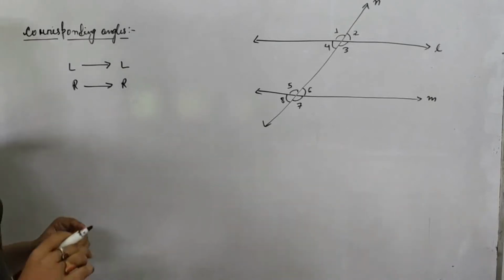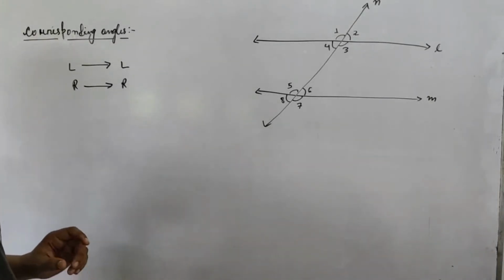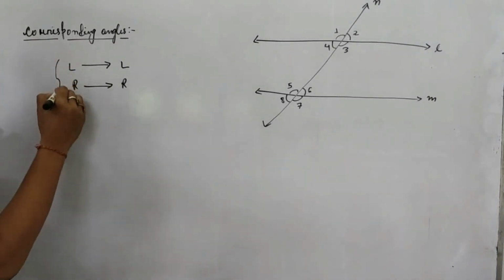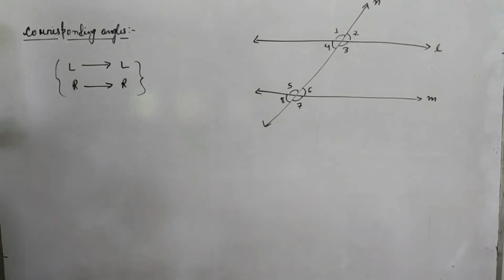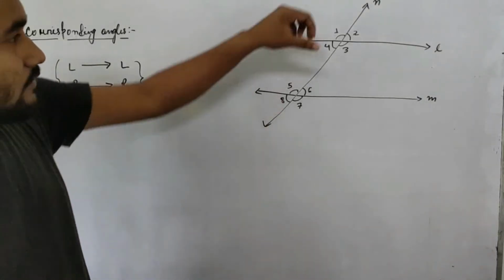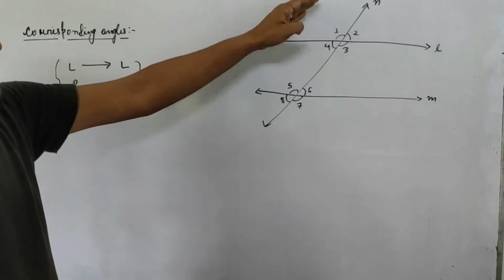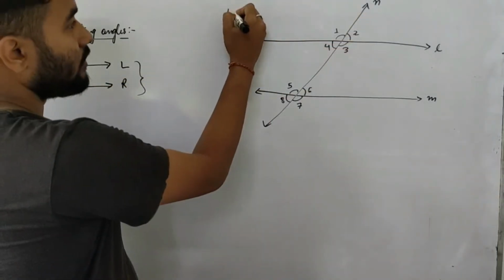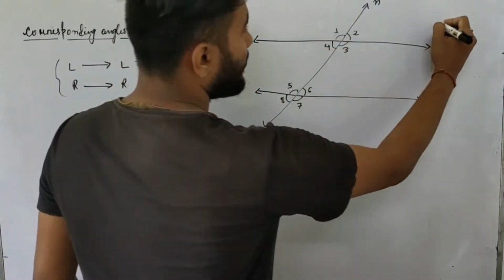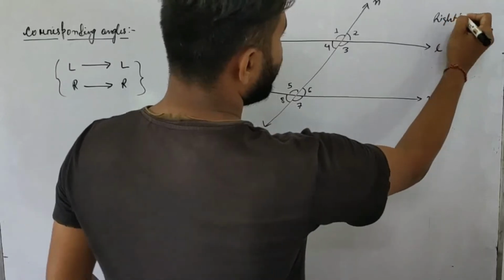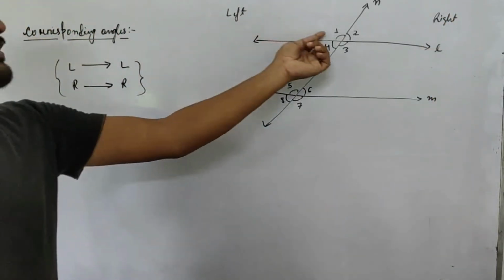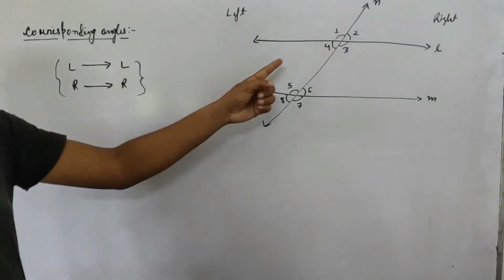Okay, what is the next one? This is the first thing you will follow: if one angle is on the left, say if I ask what is the corresponding angle of 1. So if it is on the left side, this is left, this is right, right? If I ask about one angle which is on the left side, the other angle will also be on the left side only.